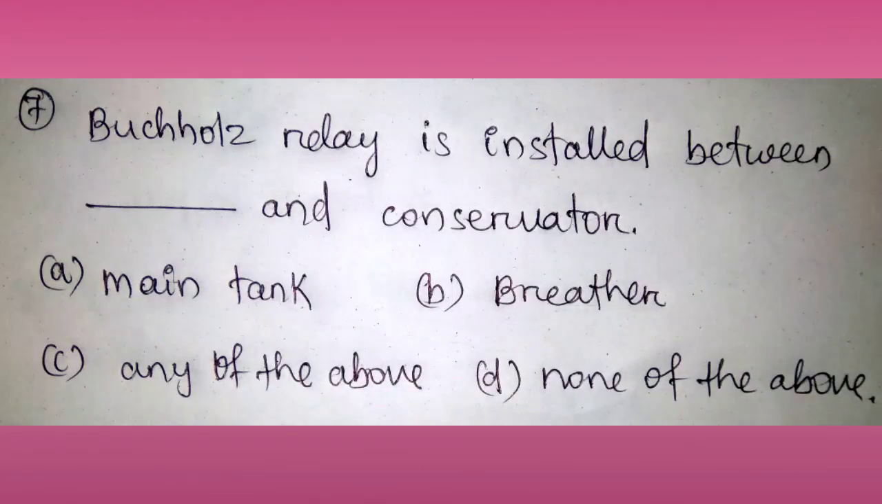Question number 7. Buchholz relay is installed between dash and conservator. We have already discussed earlier that Buchholz relay is installed between main tank and conservator. So the correct answer is option A, main tank.